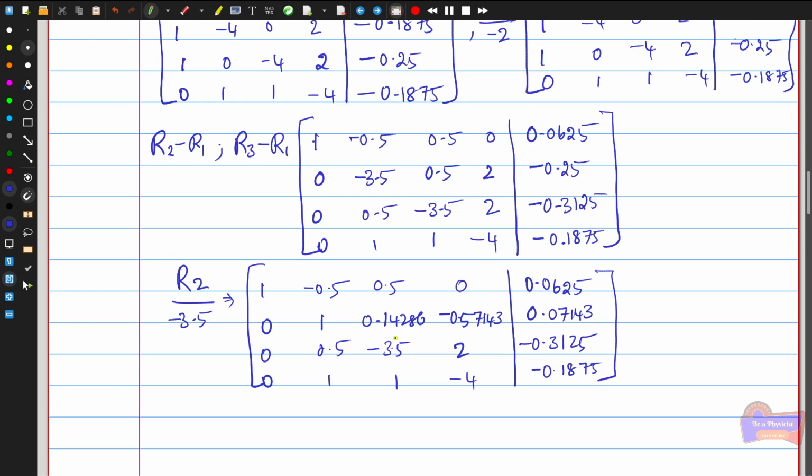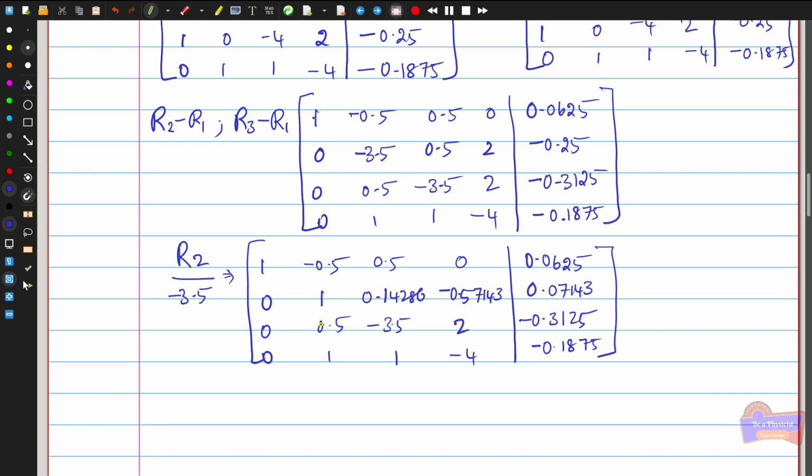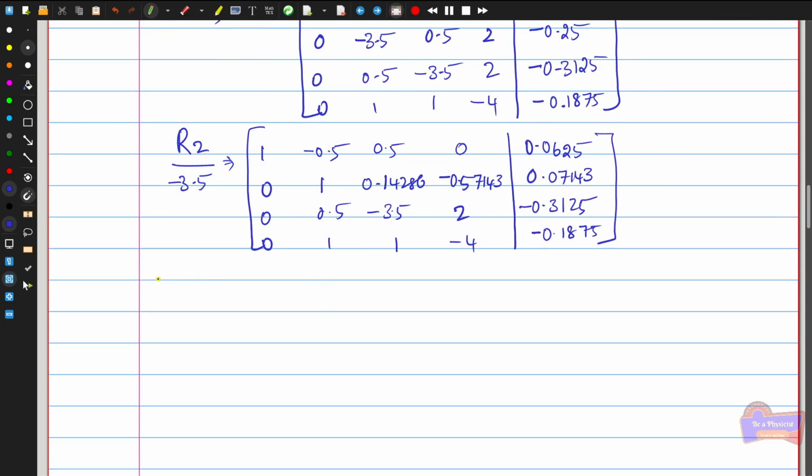And similarly, I want to make the second elements of row 3 and row 4 be 0, so that I can take R3 equal to R3 minus 0.5 times R2. Similarly, R4 is equal to R4 minus R2.